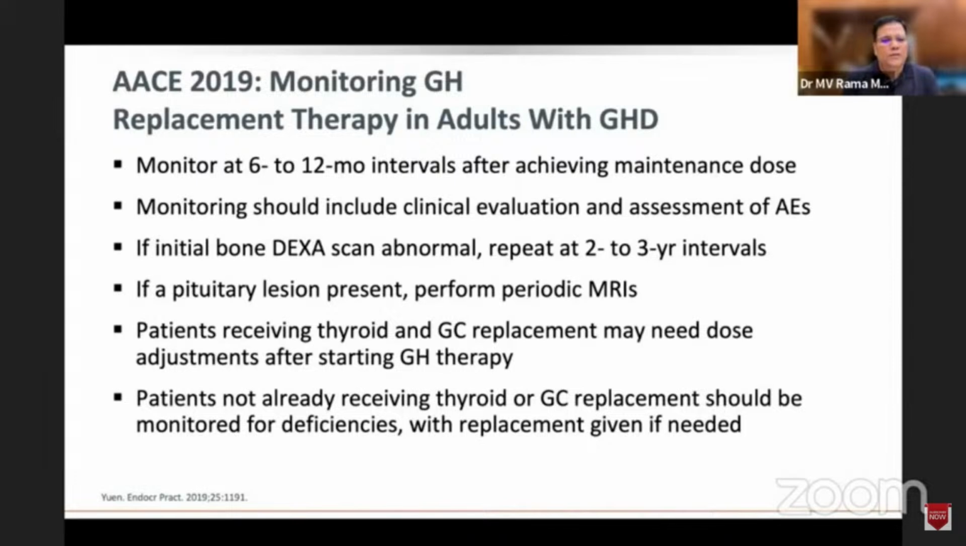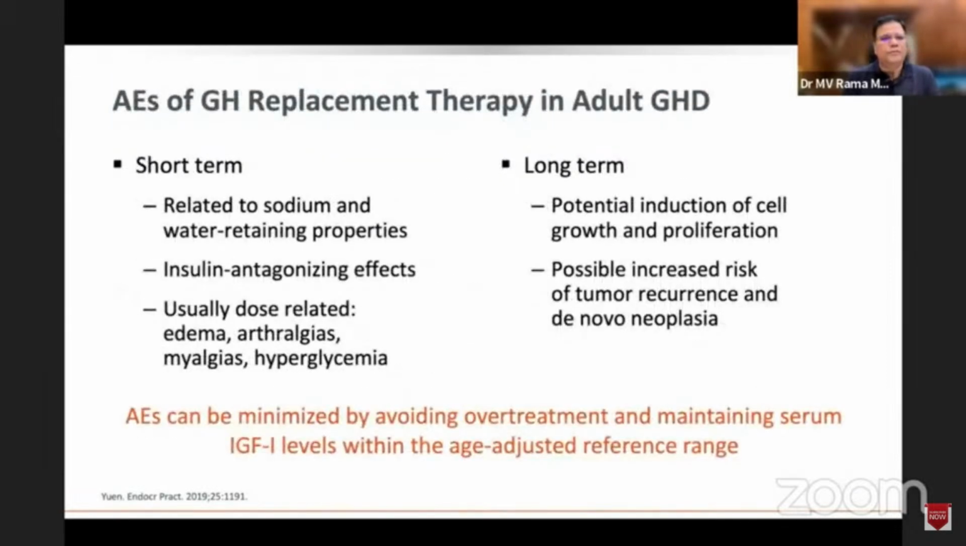And also, if they're not already receiving growth, thyroid or glucocorticoid replacement, they should be monitored for deficiencies, and replacement should be given if needed. So what are the common adverse events or adverse effects you see with growth hormone replacement?